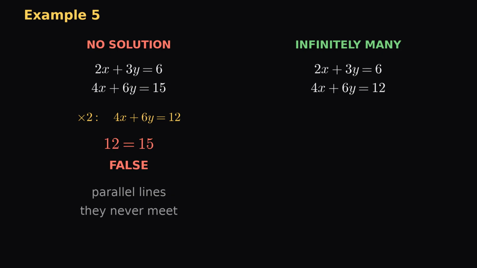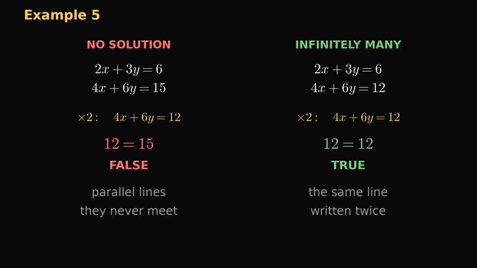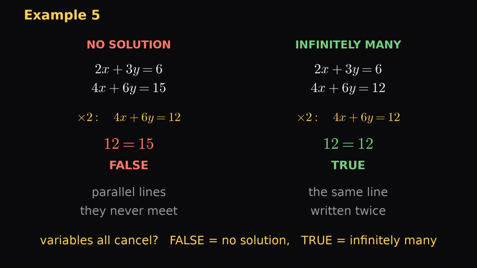Now change one number. Same first equation, but the second is 4x plus 6y equals 12. Double the first and you get the second exactly. Everything vanishes again, but this time you're left with 12 equals 12, which is true. That means infinitely many solutions. It was the same line written twice. So here's the rule. If all the variables cancel and you're left with something false, no solution. If you're left with something true, infinitely many. And getting 0 equals 0 is not an error, and it is not x equals 0.